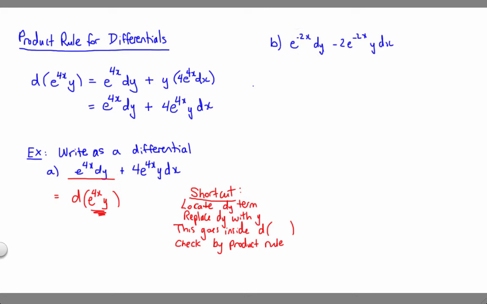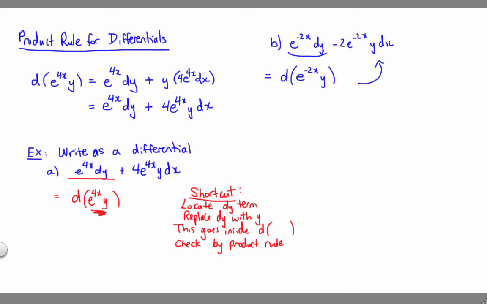Part B, let's see if we can write this expression here with two terms as a single differential. So we locate the dy term, we replace dy with y, that would give us e to the negative 2x y, and we put that expression inside a differential. So we believe this is the correct answer, but to confirm, let's apply the product rule. We'll work backwards and make sure that we really do get our original expression.